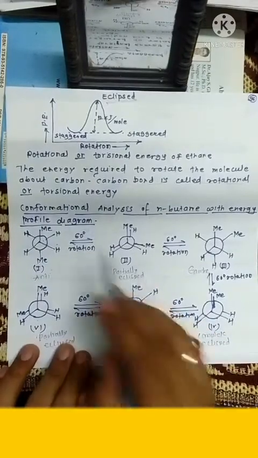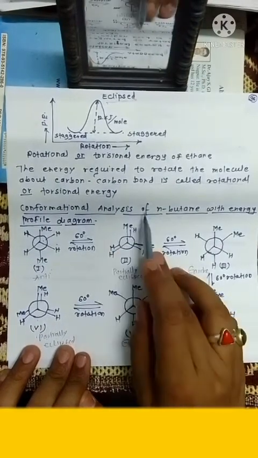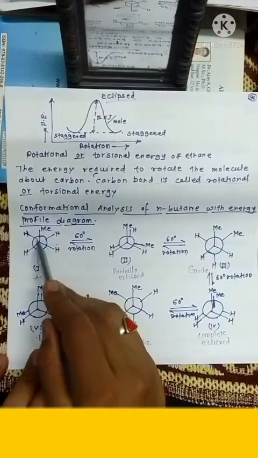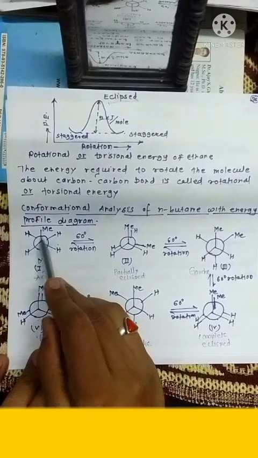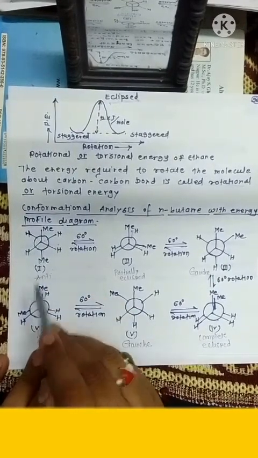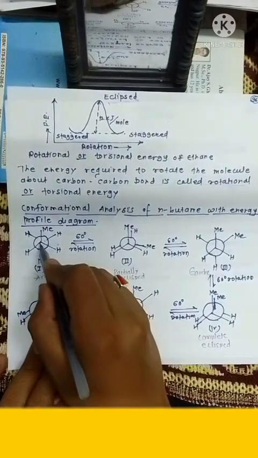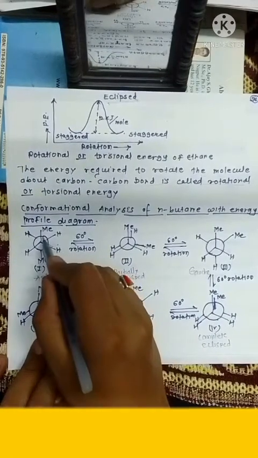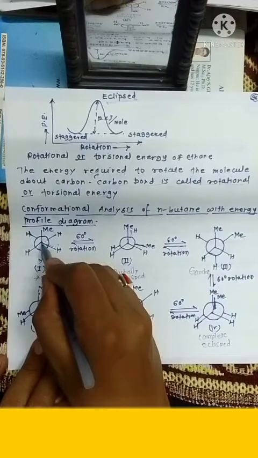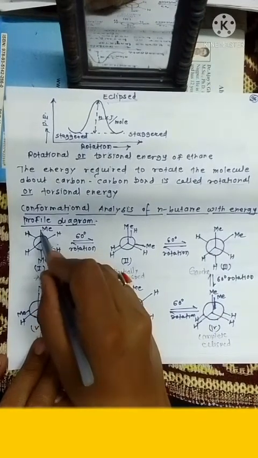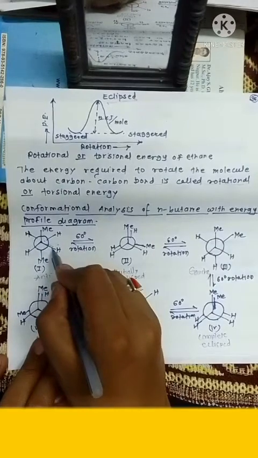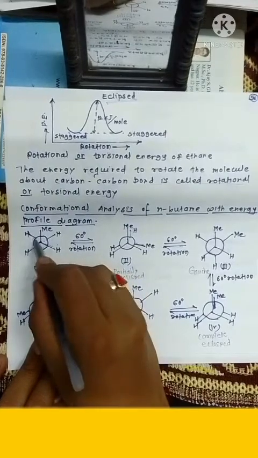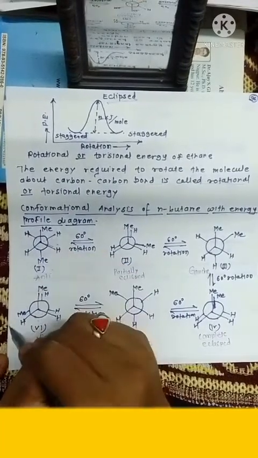Now we are going to discuss conformational analysis of n-butane with energy profile diagram. So this is the diagram for Newman projection for n-butane. While drawing the Newman projection formula for n-butane, one has to first draw a circle, put a dot here which is considered as the first carbon, then draw a Y like this, an inverted Y like this, and then draw a Y on the backward carbon.